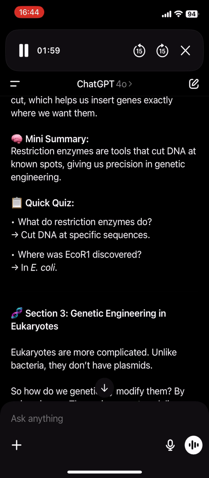Quick quiz: what do restriction enzymes do? Cut DNA at specific sequences. Where was EcoR1 discovered? In E. coli.